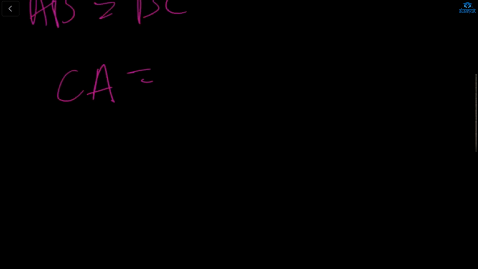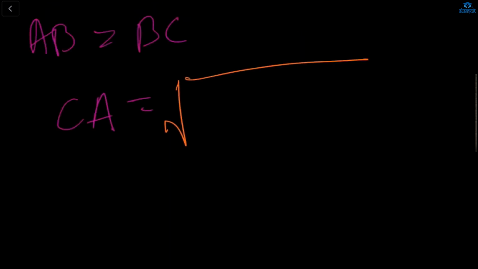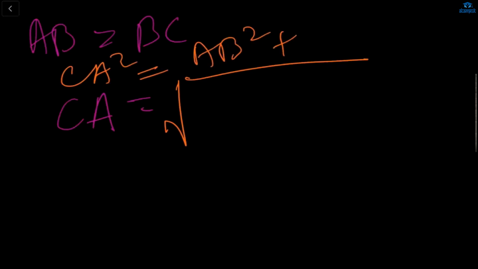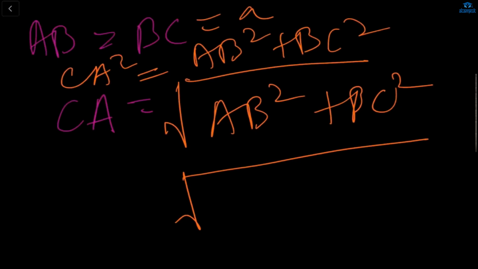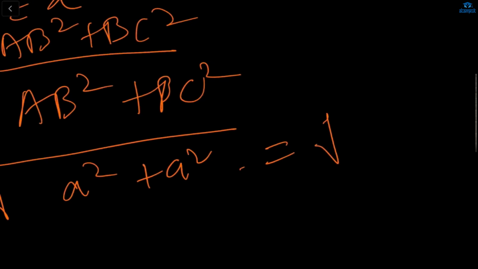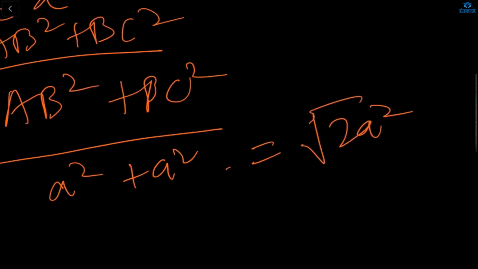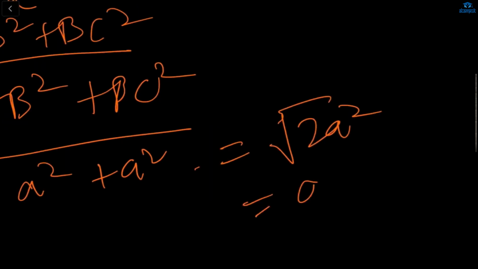So CA square is equal to, from Pythagoras theorem, AB square plus BC square. Now if you are assuming it as A, any value you can assume because we don't know the exact value, we can write A square plus A square, which is equal to 2A square. Now 2A square under the root will be equal to A root 2. So this will be the value of CA.